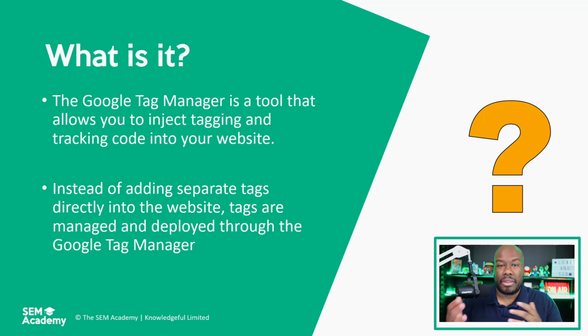So what is the Google Tag Manager? Well, it's a tool that allows you to inject tagging directly into a website. So instead of adding separate tags to your website, as you already know in marketing, every tool or system has its own tag in order to track activity. Google Analytics has a tag, Google Ads has multiple tags for your conversion tracking. Other third-party pieces of software have tags, for example, HubSpot and things like that. The Google Tag Manager is basically a system that allows you to deploy your tags through it, meaning you can manage your tags much more easily.